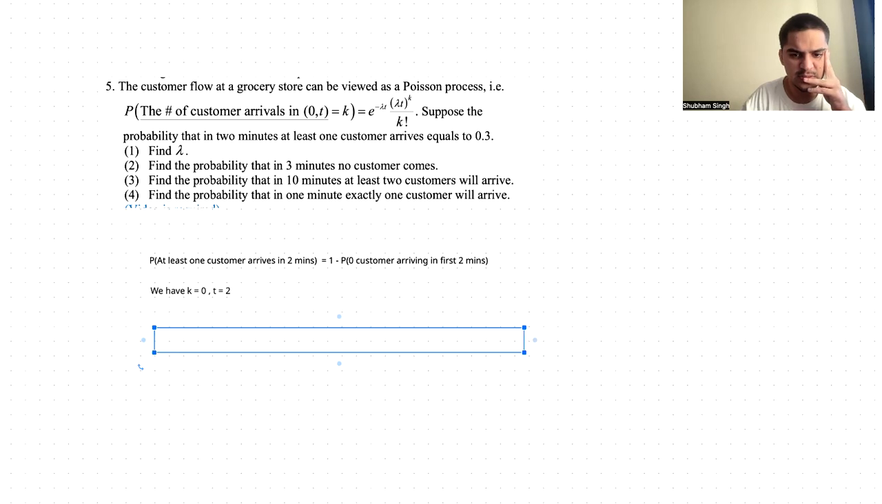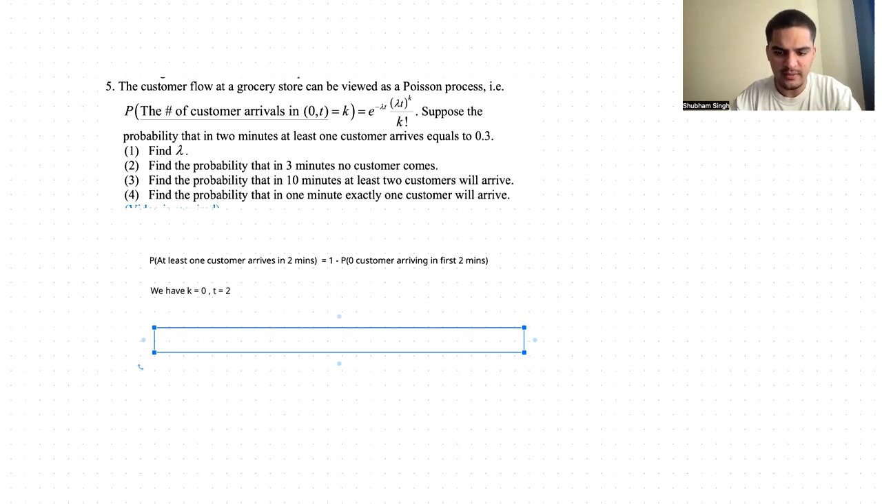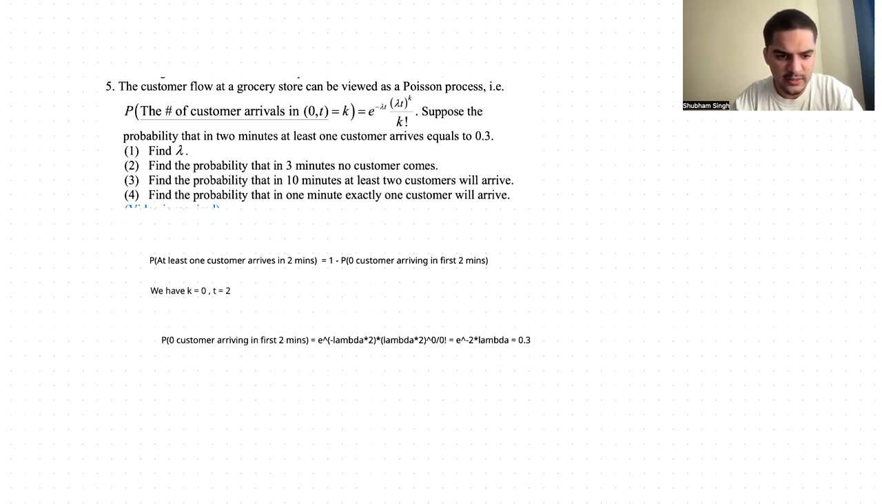So anything raised to 0 is 1, and 0 factorial is also 1, so this becomes e raised to minus 2 lambda. Which we have is equal to 0.3. So finally we have e raised to minus 2 into lambda equal to 0.3.